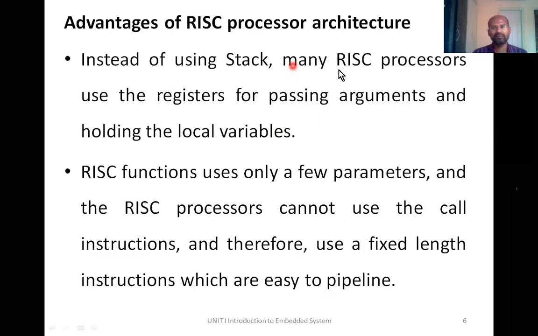In the CISC architecture, we use a stack memory to store the intermediate results. Whereas in RISC, since there are many registers available, we can use registers themselves to store the intermediate results. A stack needs separate instructions to use it for storing intermediate results. Next, RISC functions use only a few parameters, and RISC processors cannot use call instructions and therefore use fixed length instructions which are easy to pipeline.